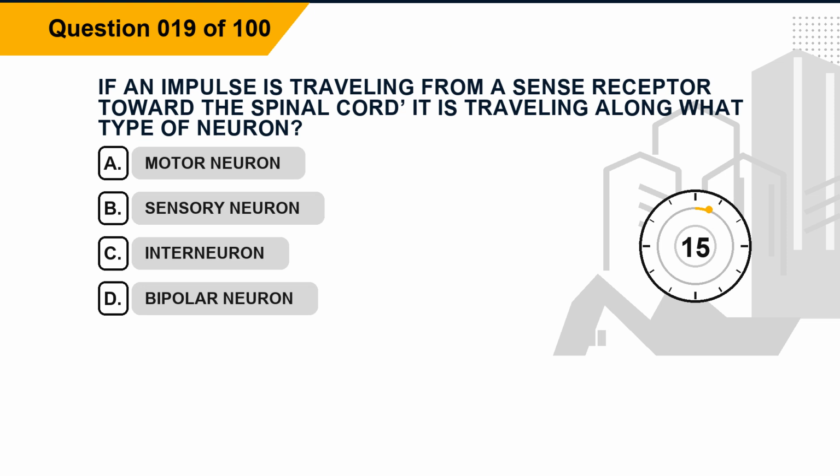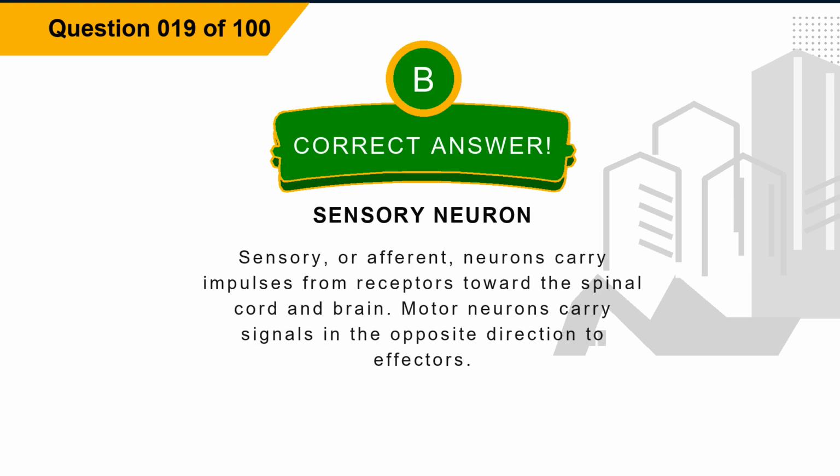Question 19. If an impulse is traveling from a sense receptor toward the spinal cord, it is traveling along what type of neuron? Option A, motor neuron. Option B, sensory neuron. Option C, interneuron. Option D, bipolar neuron. The correct answer is option B, sensory neuron. Explanation. Sensory, or afferent, neurons carry impulses from receptors toward the spinal cord and brain. Motor neurons carry signals in the opposite direction to effectors.